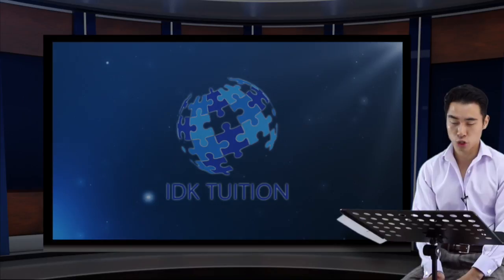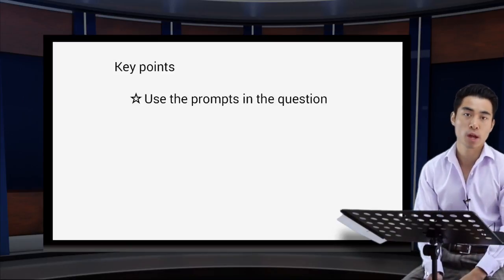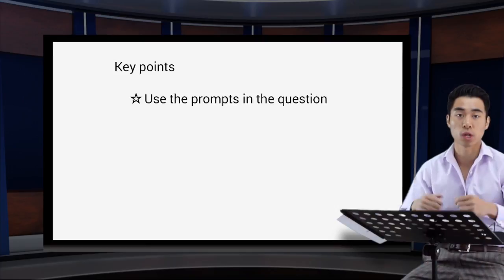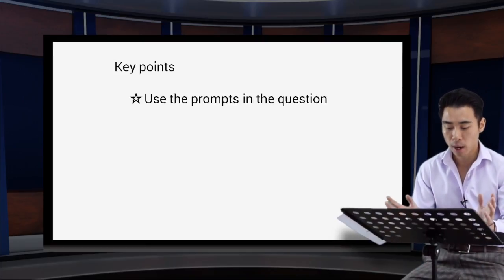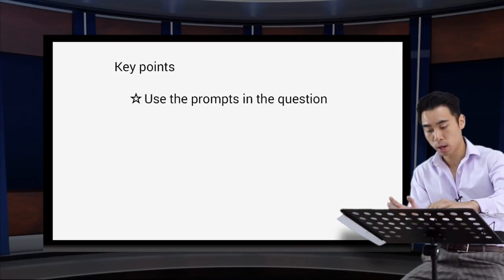So just to summarise your key points here, first of all, use the prompts in the question. So if the question says leave your answer in surd form or leave your answer in exact form, you know you're going to be using one of those two final methods of solving quadratic equations, i.e. completing the square or using your quadratic formula rather than solving by factorisation. So use the prompts in your question.